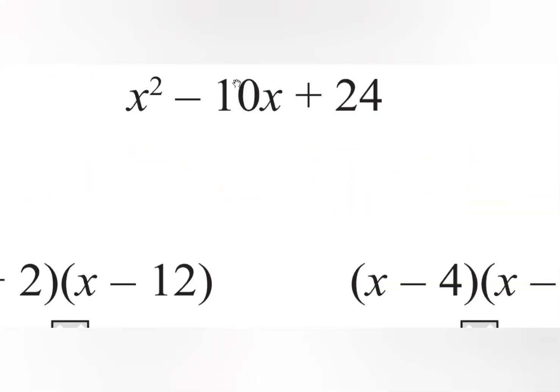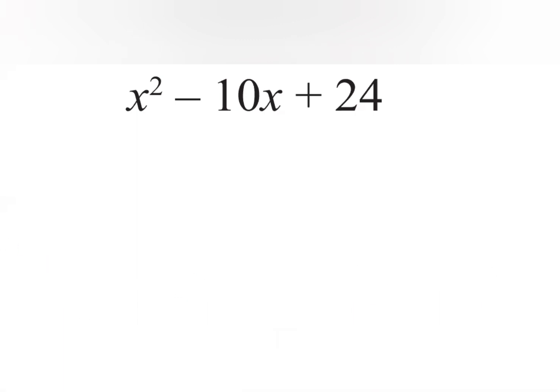Let's remove this. So x squared minus 10x plus 24. First thing we do, we look at the sign of the last number, which is positive. It means addition. So we write add, so we don't forget, okay? This is addition. And because it's addition, it means that we have the same signs, because we always add the same signs.